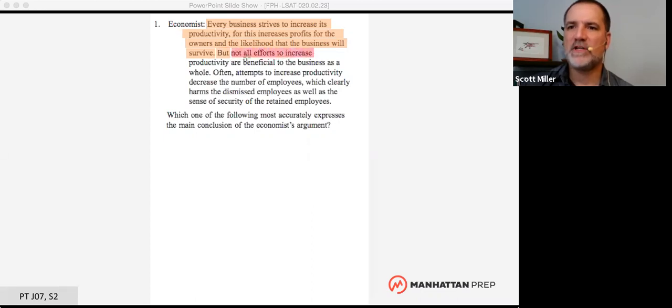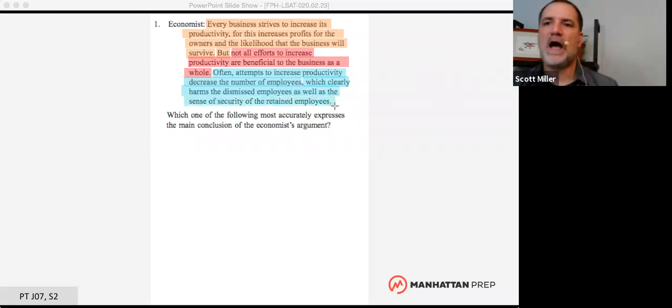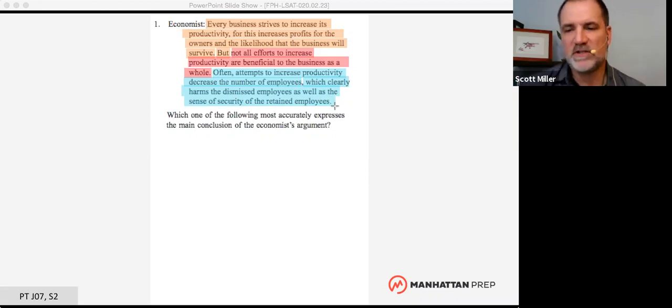Not all efforts to increase productivity are beneficial to the business as a whole. And why should I believe that not all efforts to increase productivity are beneficial to the business as a whole? Well, here's one reason. Attempts to increase productivity decrease the number of employees. And that clearly harms the dismissed employees as well as the sense of security. So these are the reasons why efforts to increase productivity might not be beneficial to the business as a whole.